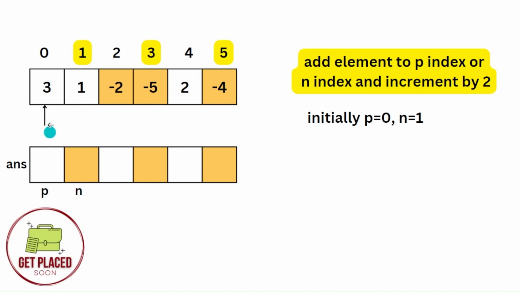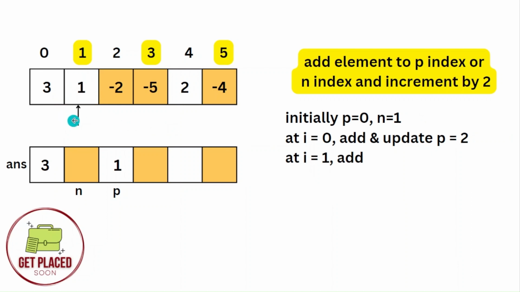Okay, so let's get started with the first iteration. At i equals 0, you can see the value is 3. So 3 is a positive number, so I'll add it into the positive index here. Now after that, we will increment by 2. So P at index 0 will be incremented and updated to P equals 2. So the P pointer, you can see it is here now. Now moving on to the next iteration.